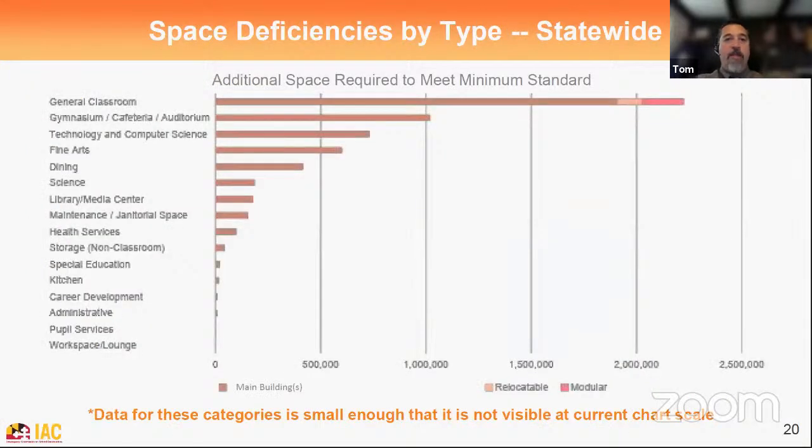Next slide, thank you. This slide shows the unweighted values of the space deficiency statewide broken out by space type. In your materials, you will have a slide that provides a breakdown of space deficiencies by space type for each LEA. In each slide, the space types are sorted by the space deficiency amounts, so they won't be in the same order for each LEA. Just note that. As noted, the largest deficit generally is in general classroom space, with the second largest deficit in the area of gyms, cafeterias, auditoriums collectively.